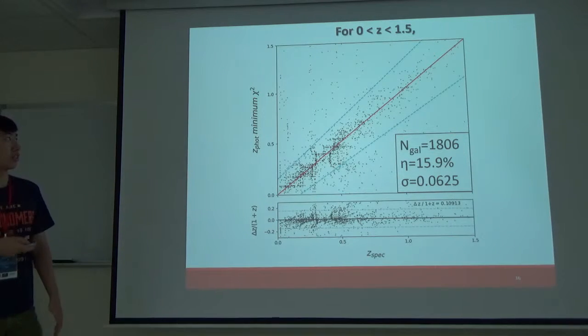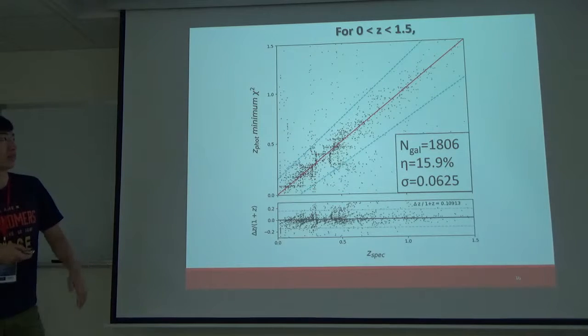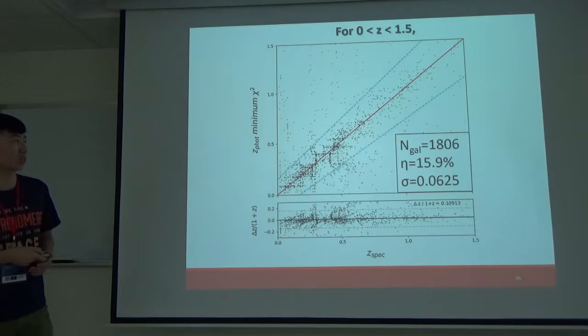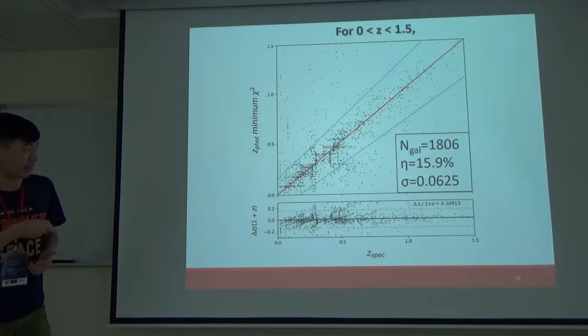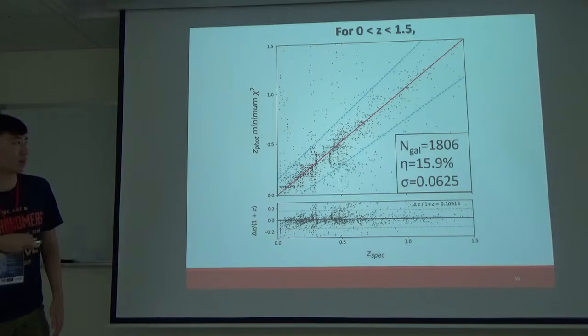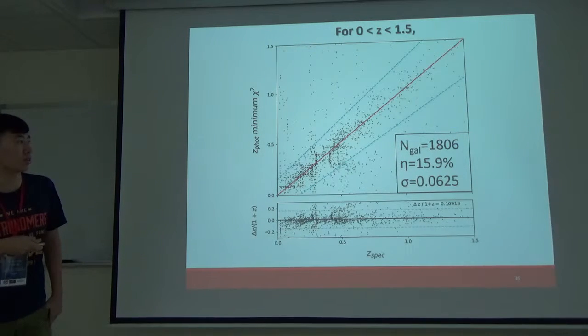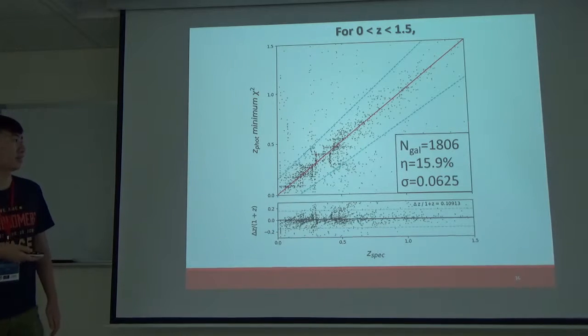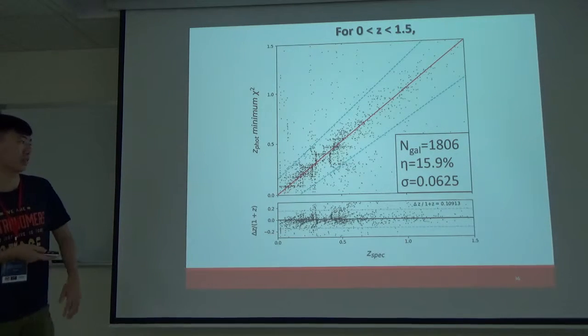For the redshift range from 0 to 1.5, the result is like this. Around 300 data are excluded, but now the outlier fraction and sigma are much better. It has a 50.9% outlier fraction and 0.06 in the redshift deviation. And I think it's good enough for maybe scientific research.